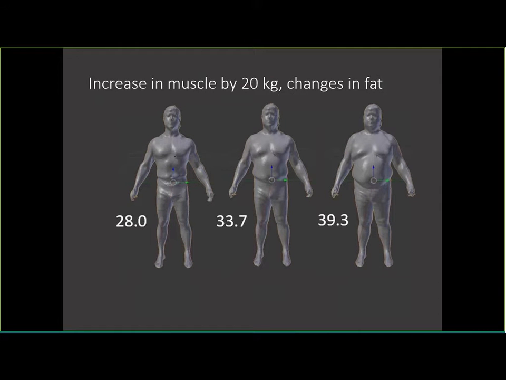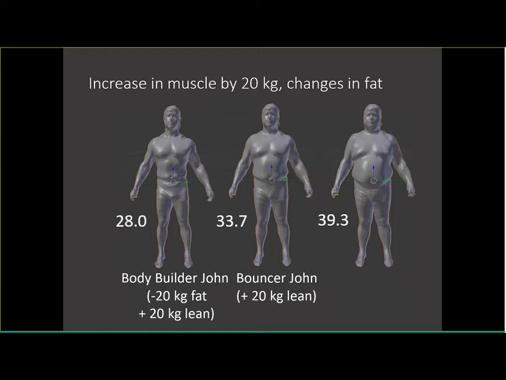And you can see how much of the adiposity goes on there. This is an increased muscle mass of 20 kilograms. And you can see that gives you bodybuilder John, which has a decrease of 20 kilograms of fat and an increase of 20 kilograms of lean, which is the same BMI as I am now, but you see quite a different phenotype. Or if I just increase lean from where I'm at, it's bouncer John, and if I increase fat and lean, it's linebacker John.